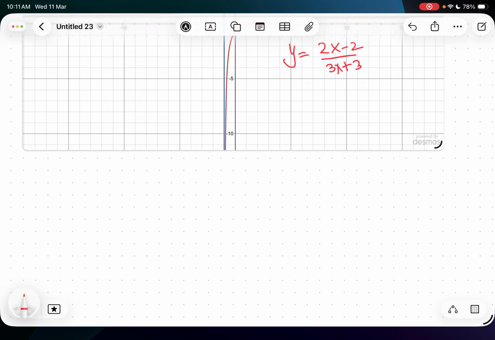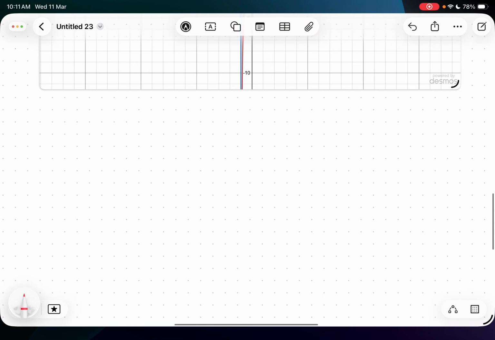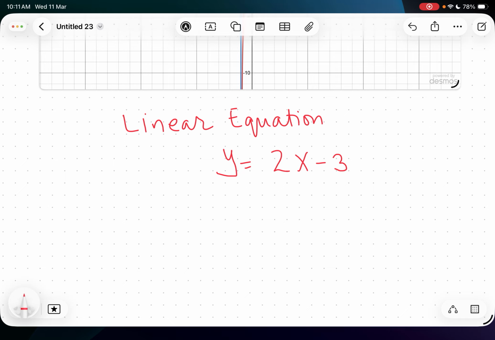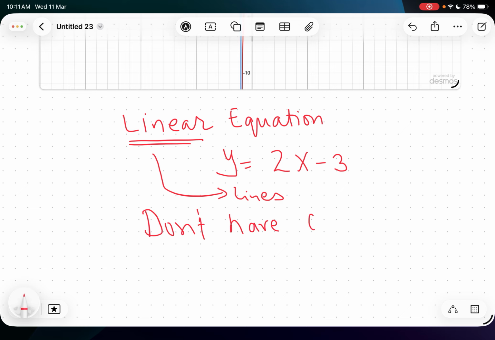In our syllabus, you might have seen equations based on linear equations. The first type of equation in your curriculum is the linear equation. What is a linear equation? A linear equation looks like y equals 2x minus 3. As the word suggests, they will always produce straight lines. So such lines do not have any asymptote. Linear equations don't have any asymptote.